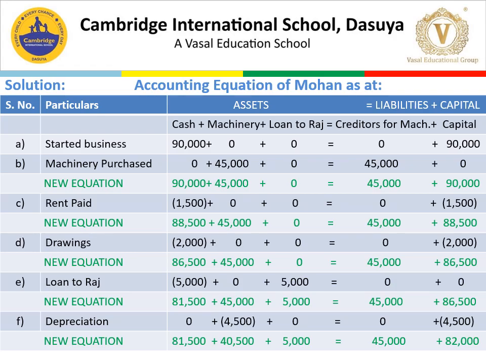The new equation would be cash 86,500, machinery 45,000, creditors for machinery as it is 45,000, and the capital remains at 86,500. The next is loan given to Raj. This is the loan given by the business to Raj. So Raj will become a debtor. So 5,000 rupees goes out of the business. It is an outflow of cash, so 5,000 will be deducted from cash.